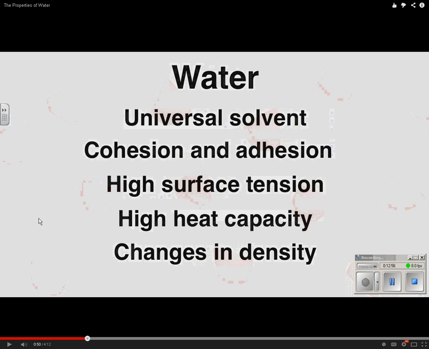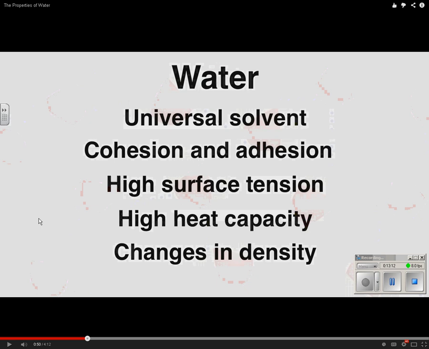So universal solvent means that it's a very good dissolving agent. It can force things to dissolve or force things to ionize very well. Cohesion, adhesion, we talked about. High surface tension, we talked about. What's causing high surface tension? Hydrogen bonding, right.